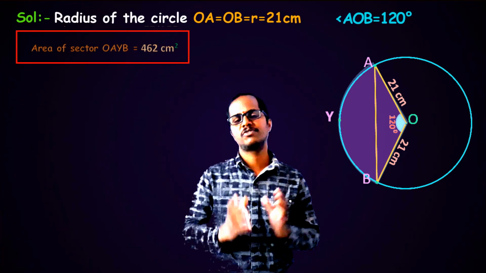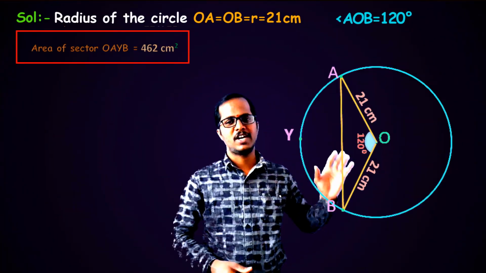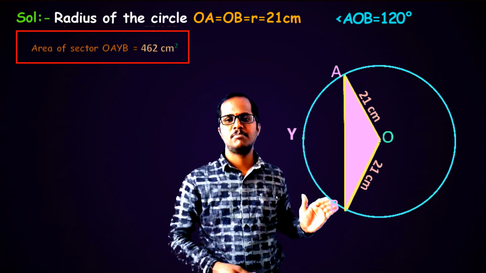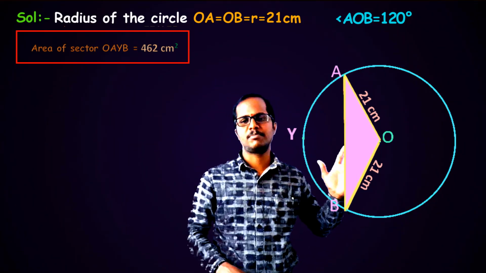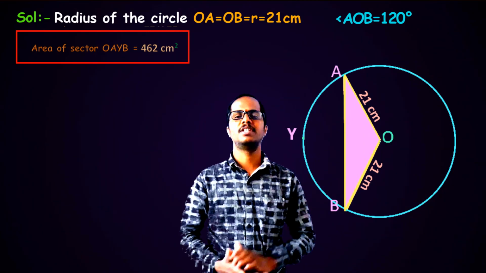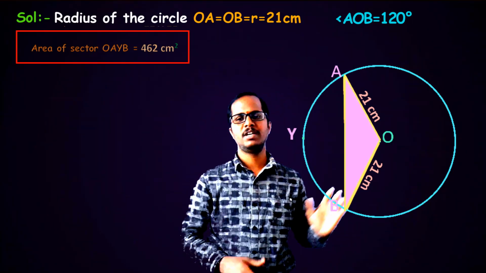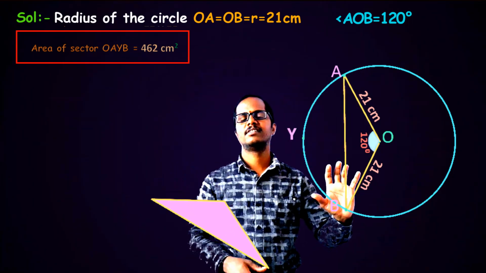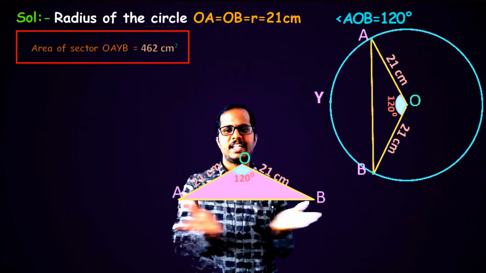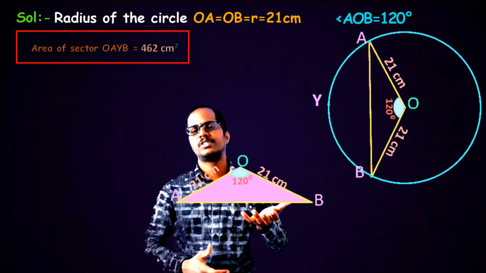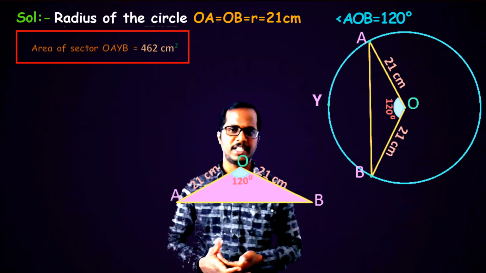Now next, what do we have to find? Very good. We have to find the area of the triangle OAB, which is also a part of the sector OAYB. So to find the area of the triangle OAB, let us take this triangle. To find the area of this triangle OAB, we need to know the base and its corresponding height.